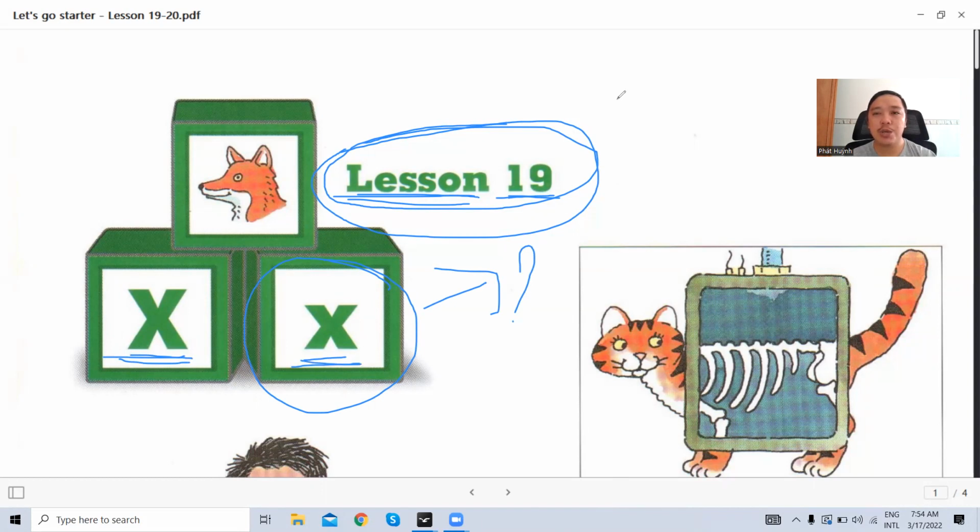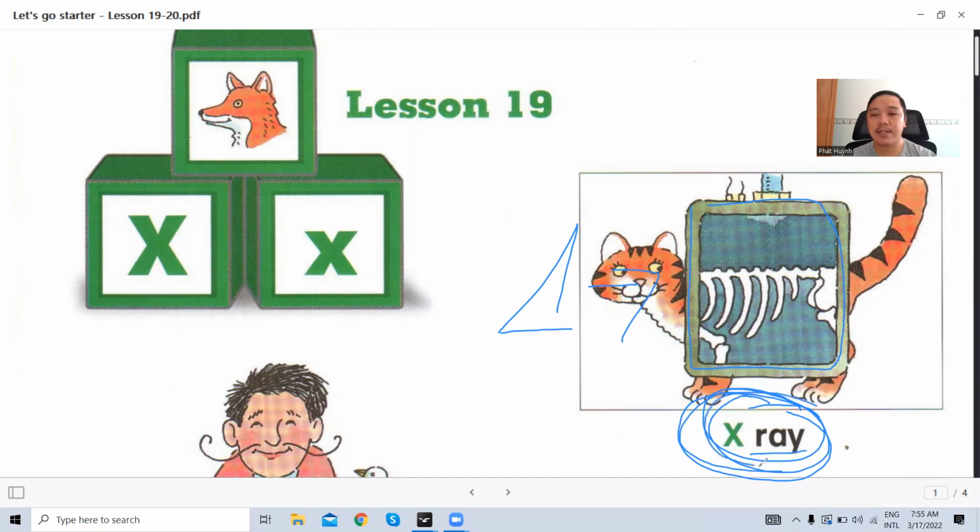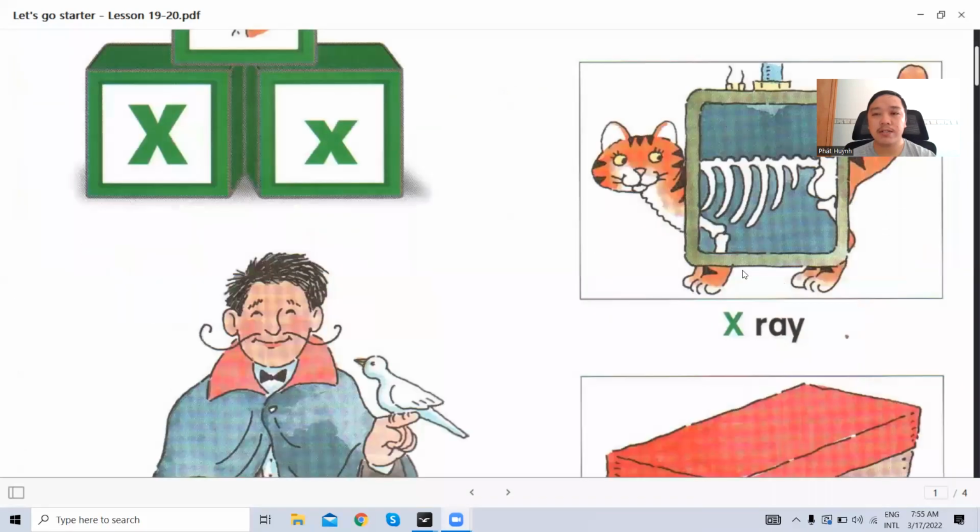Now, take a look at the first picture. Picture number one. Now tell me what it is in English. Đây là gì trong tiếng Anh với các bạn? That's right. X-ray. Okay, so what is X-ray? X-ray là tia X quang để chụp ảnh những người bị thương á. Người bị gãy xương á.